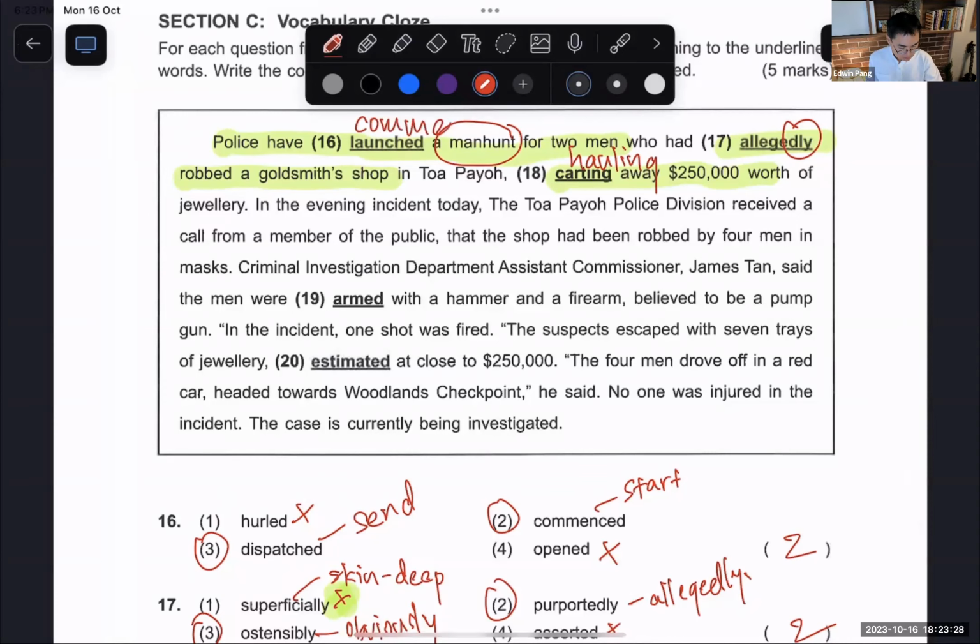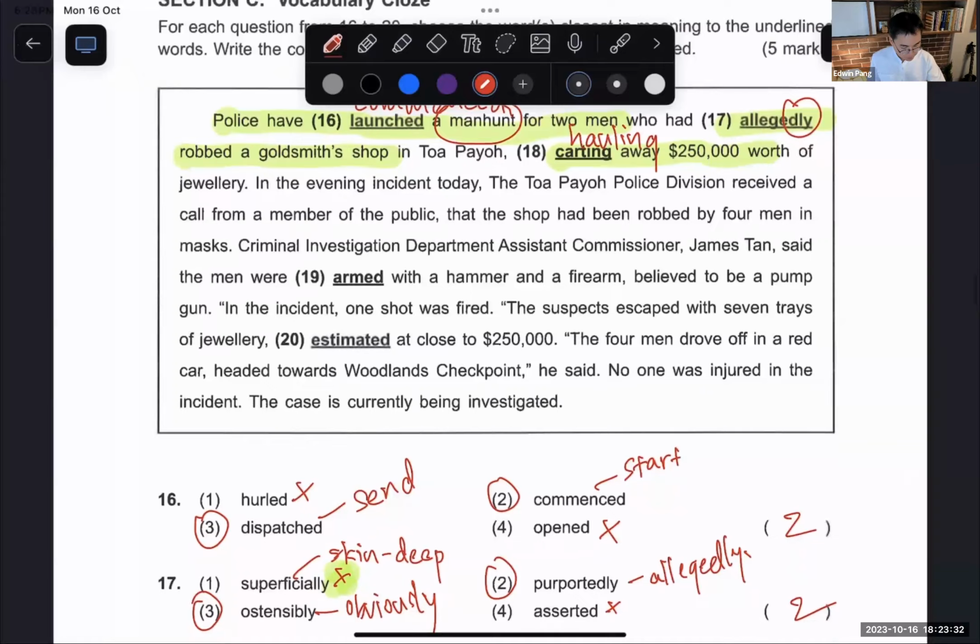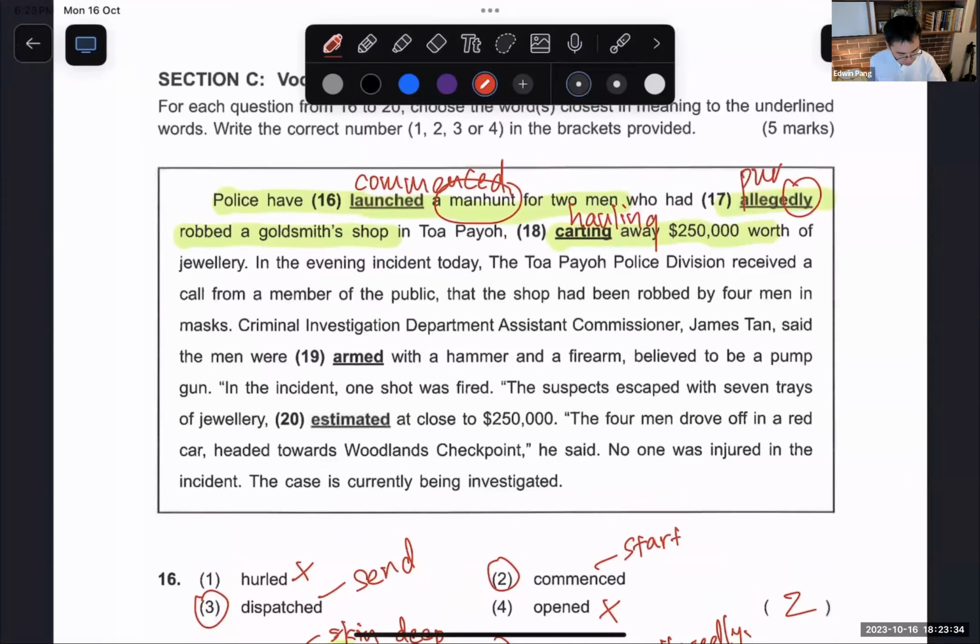Commenced. Write it in so you can double check your answer. Allegedly is purportedly. Okay, can you all please write down the answers above each of the words so that when you read the sentence back to yourself, you can check that it makes sense.